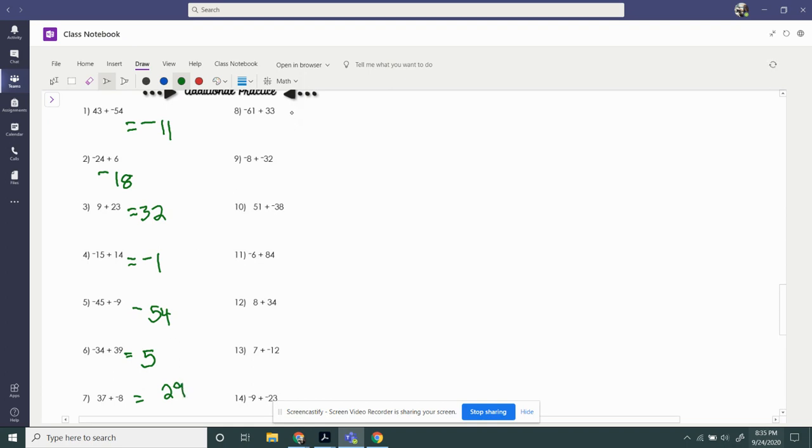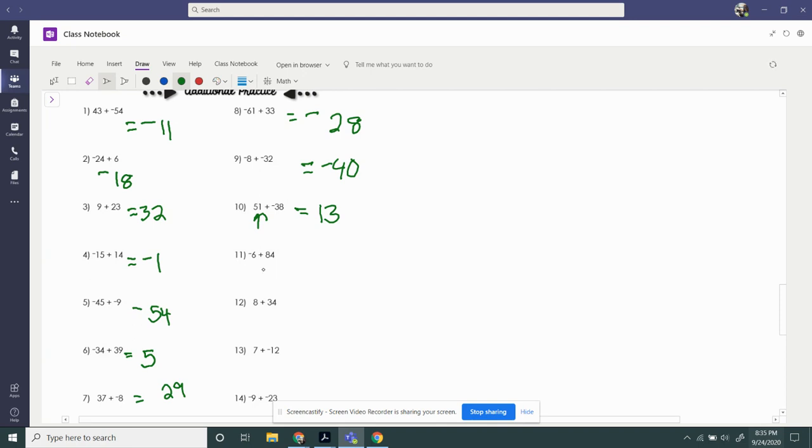Negative 61 plus 33. We're going to subtract 33 from 61 and keep the negative sign. That would be a negative 28. 2 negatives, so we just add them up. Negative 8 and negative 32 is negative 40. Now we have a positive and a negative, so we ignore the sign and subtract 38 from 51, which gives us 13, and we'll keep the sign of the larger absolute value, which is the 51.